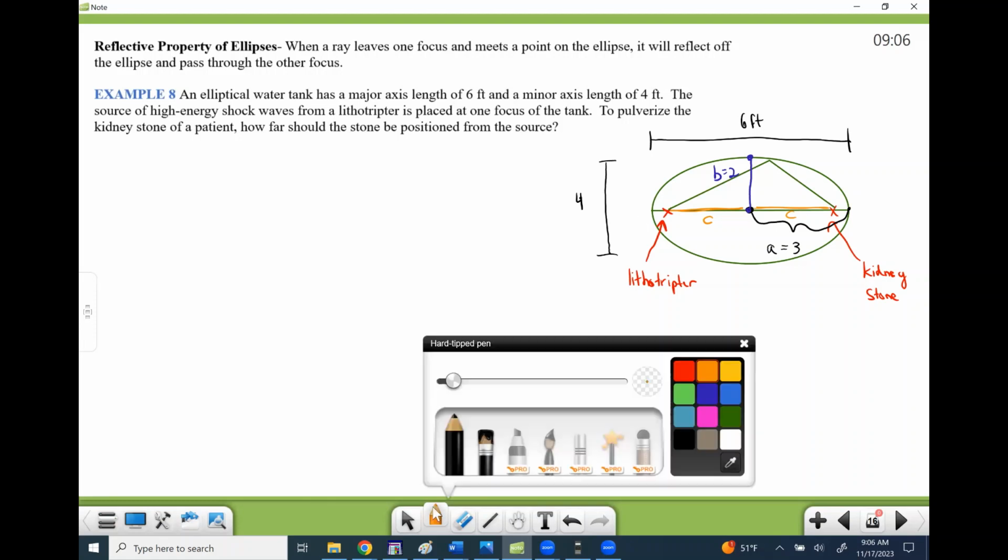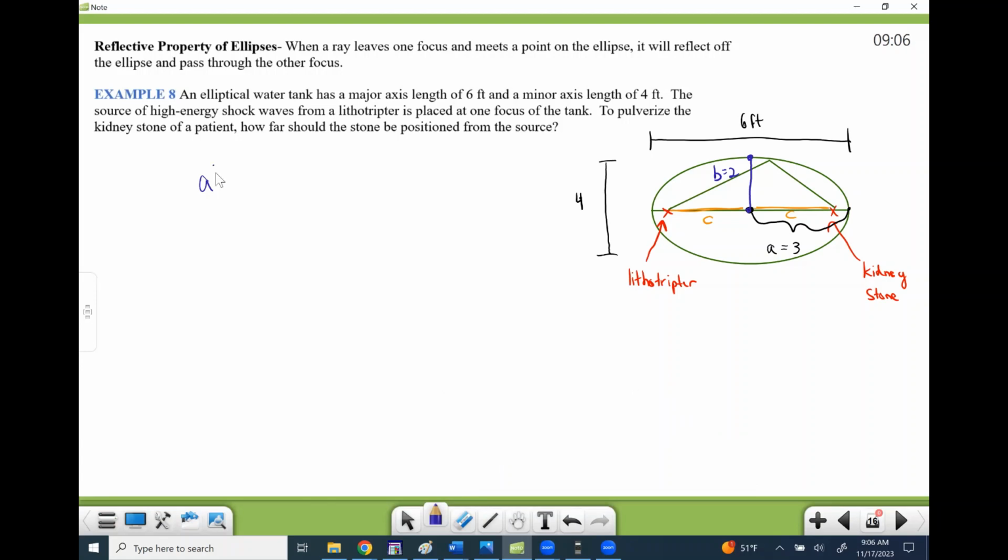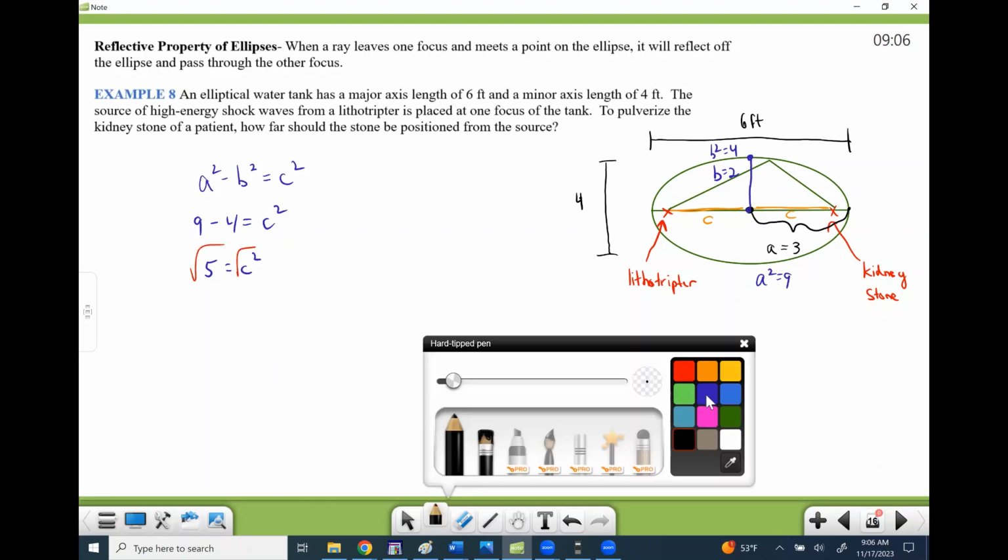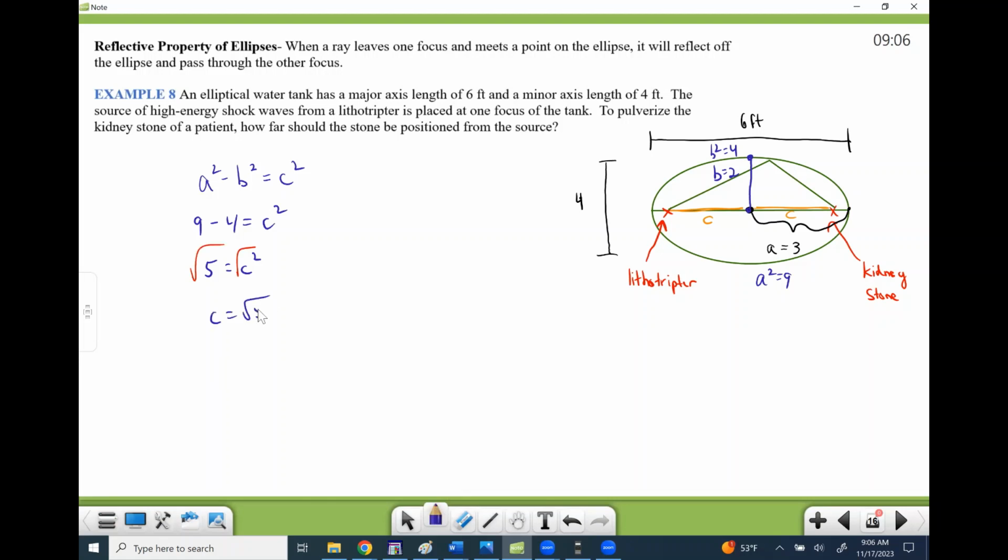I think this will just be a simple application of A squared minus B squared equals C squared. We know A is 3, so A squared is going to be 9. We know that B is 2, so B squared is going to be 4. So we end up with 5 equals C squared. We'll go ahead and take the square root, so we get that C is the square root of 5.